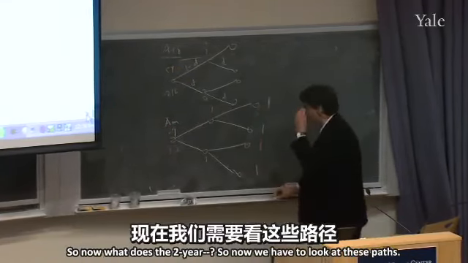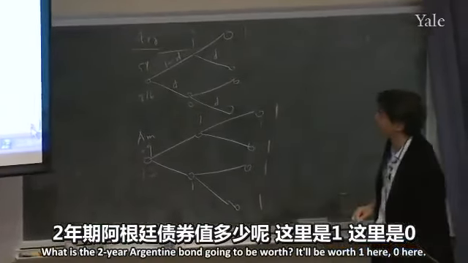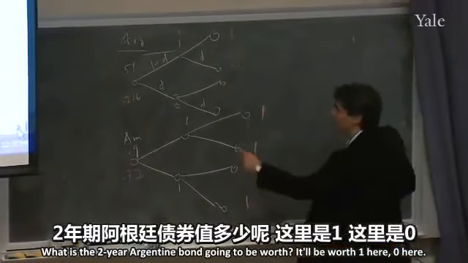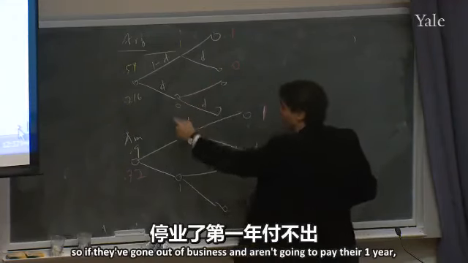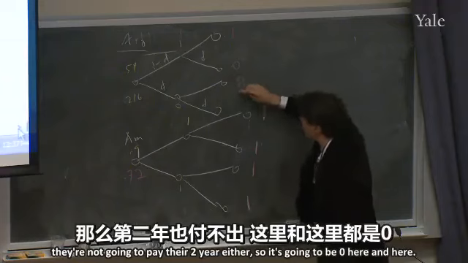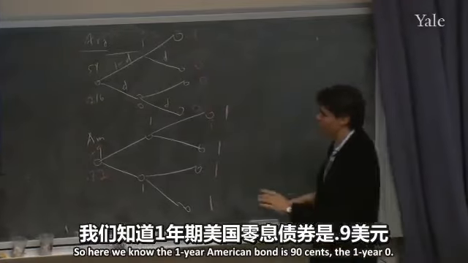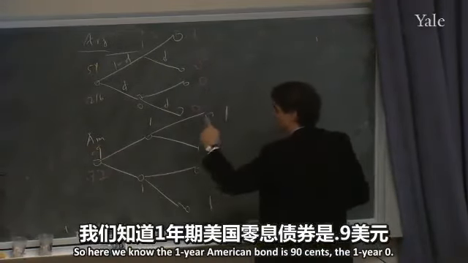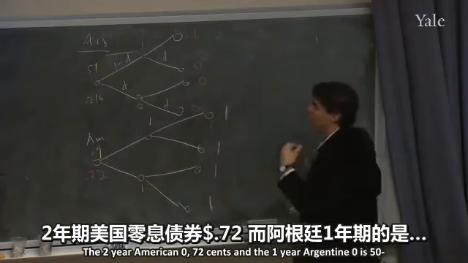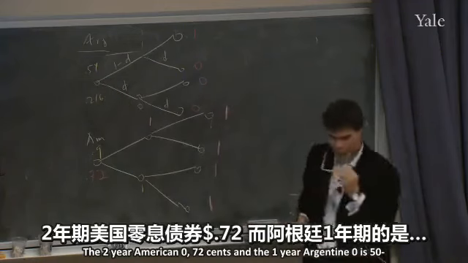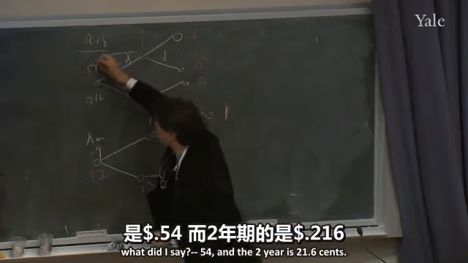So now what is the 2-year? We have to look at these payoffs. What is the 2-year Argentine bond going to be worth? It'll be worth 1 here, 0 here. But now if the 1-year Argentine bond defaults, it's the same country. If they've gone out of business and aren't going to pay their 1-year, they're not going to pay their 2-year either. So it's going to be 0 here and here. So let's assume that's the payoff. Here we know the 1-year American bond is 90 cents, the 2-year American zero is 72 cents, the 1-year Argentine zero is 54 cents, and the 2-year is 21.6 cents.